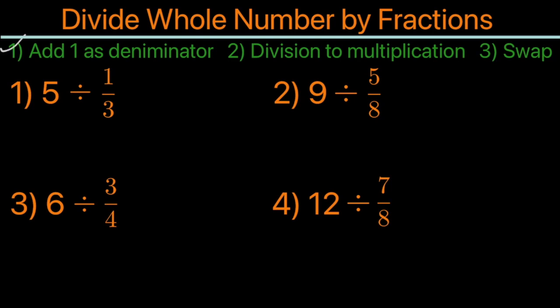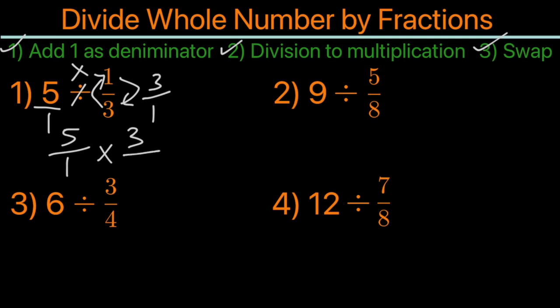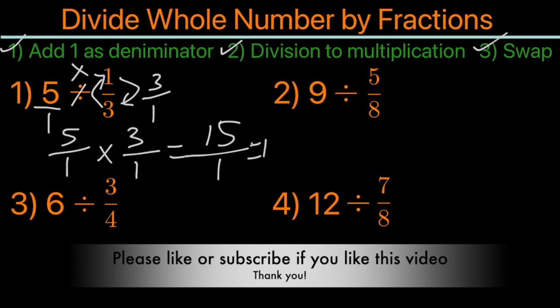So for the first example, we have 5 divided by 1/3. So we're going to do the first step, which is to add 1 as a denominator. Then we want to change division to multiplication. And lastly, we swap the second fraction, 1 and 3. So this will become 3 and 1. So if we were to rewrite this, we would have 5 over 1 times 3 over 1. And 5 times 3 is 15. 1 times 1 is 1. So we would have 15 as the answer.